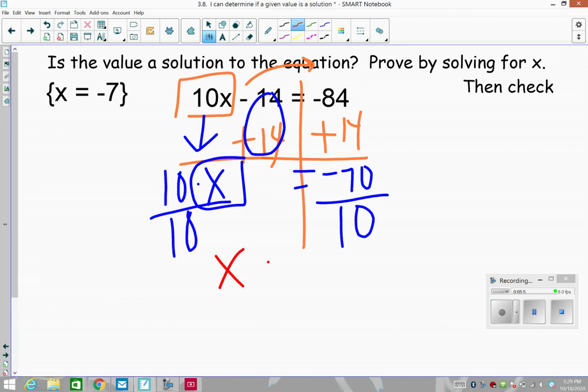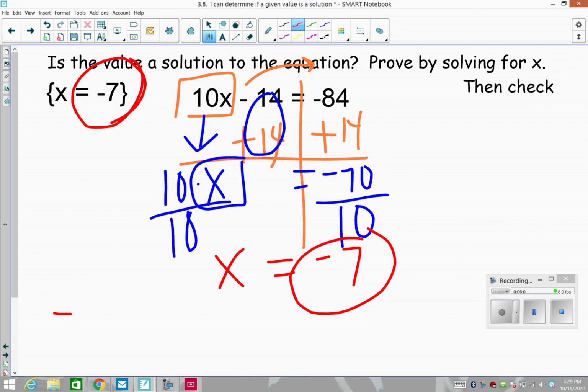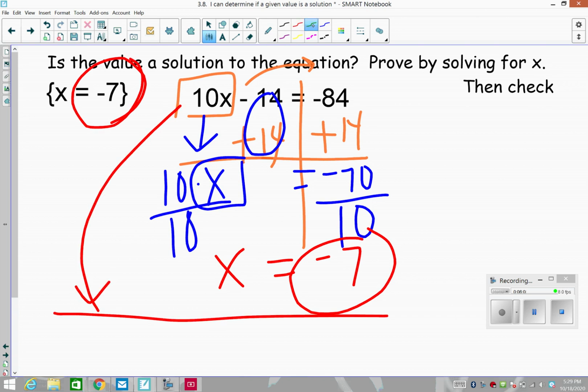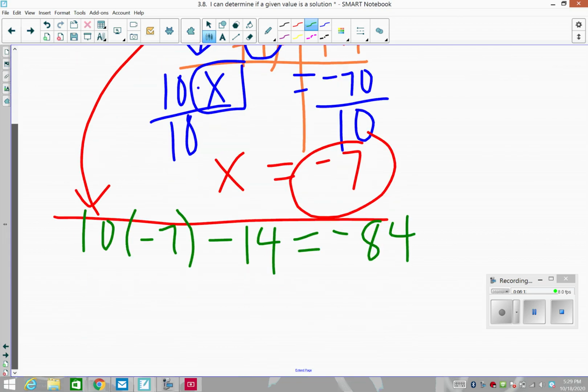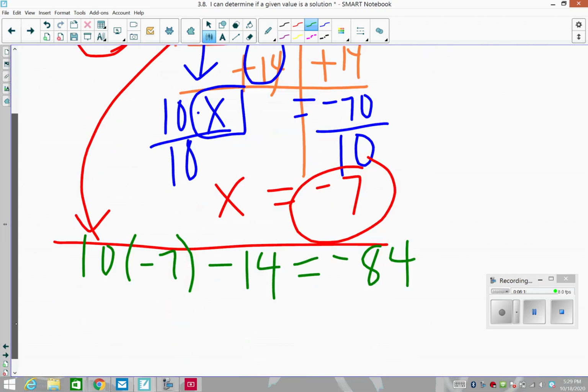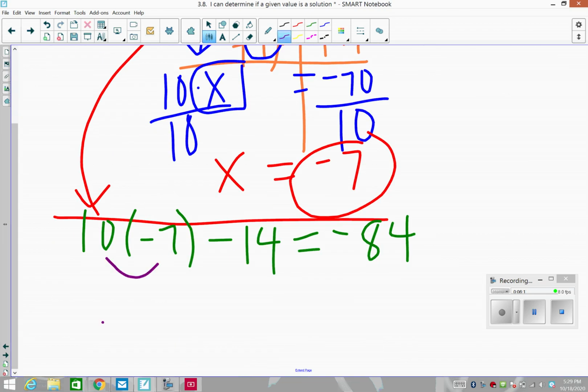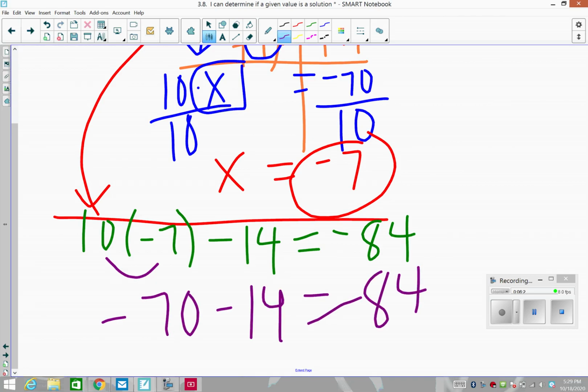So we get x equals negative 7. So we believe negative 7 is the correct answer. Let's check it out. So that becomes 10 times negative 7 minus 14. Does that equal negative 84? Is that true? So that is negative 70 minus 14. Does that equal negative 84? So negative 7 is the correct answer.